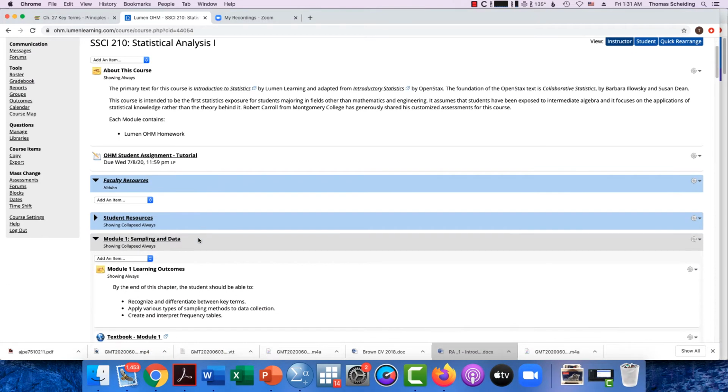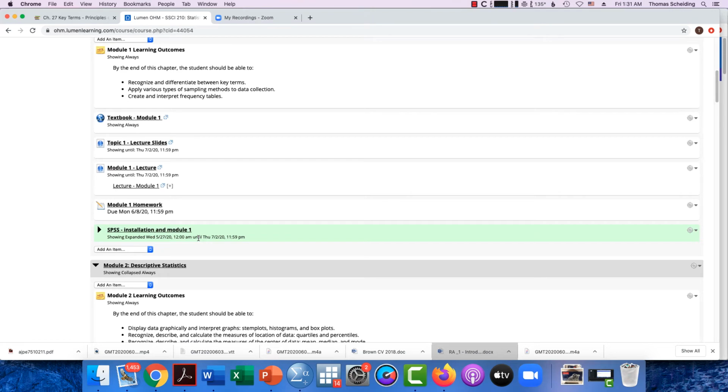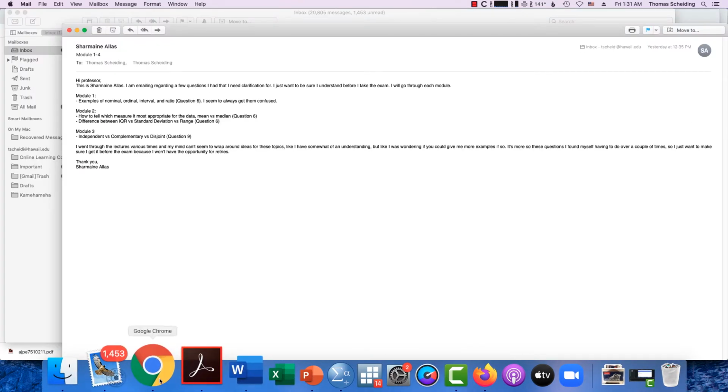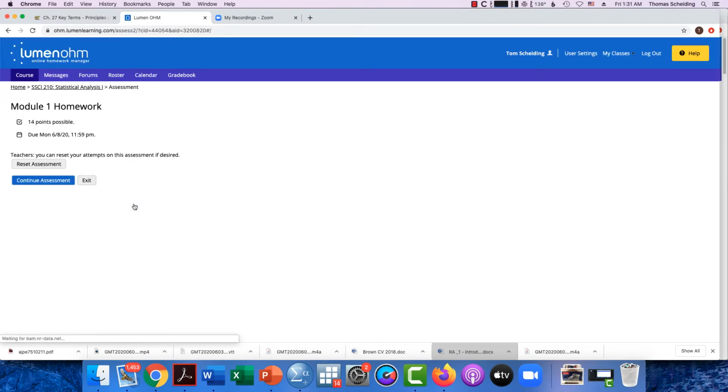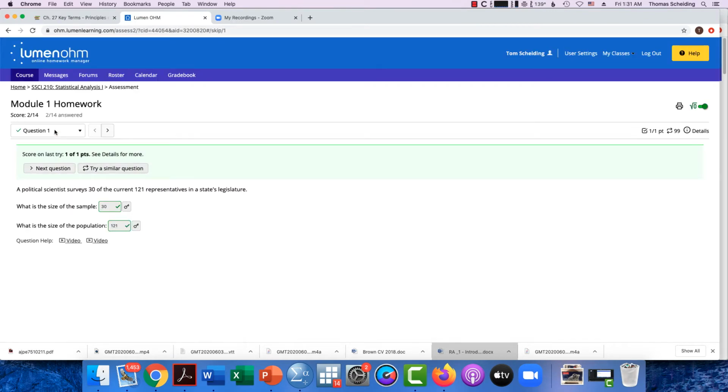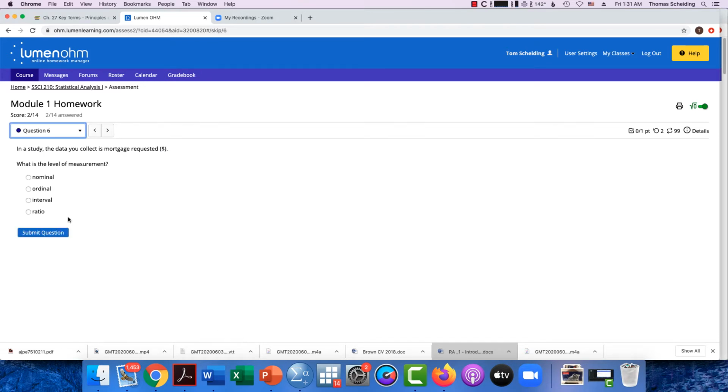Let's go to module 1. I wrote down, just to make sure, question 6. In question 6, the data you're collecting is mortgage amount requested. What is the level of measurement? And we're given 4 options here. So let me explain what the 4 are, and then hopefully the answer I get is correct, and it makes a little bit more sense.